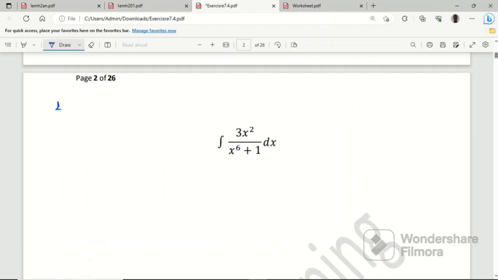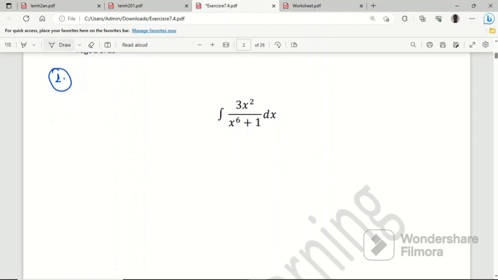First question is integration of 3x square by x to the power 6 plus 1. In this integration, we can try both substitution method and trigonometric identities. So we'll try at first substitution method, because it is quite visible that this numerator is the differentiation of the denominator.